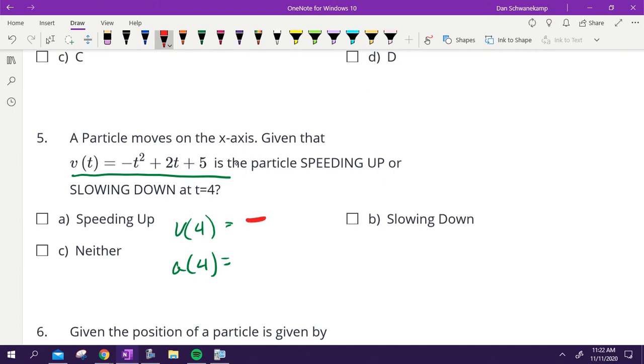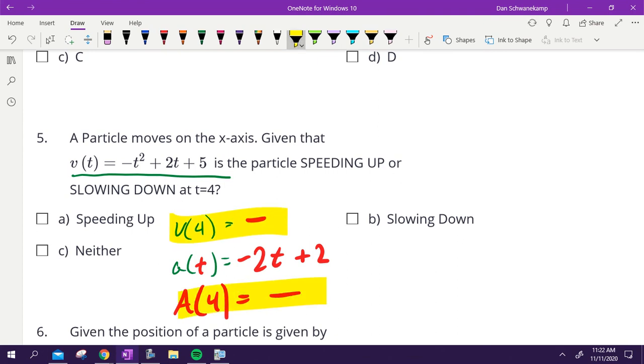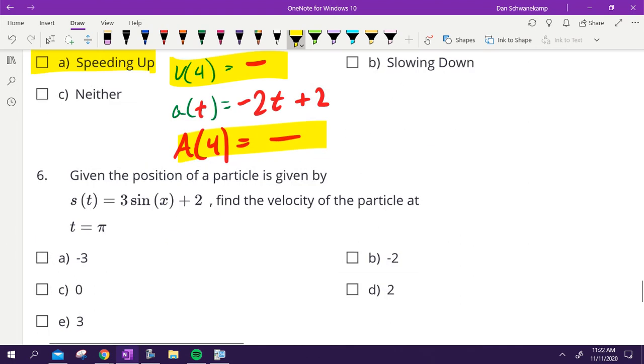Okay, to find A of 4, well, first thing I would have to find is A of t. The derivative is negative 2t plus 2. So A at 4 would be negative. Velocity is negative. Acceleration is negative. What's going to be true about the particle? Speeding up. My velocity and acceleration have the same sign. I'm speeding up.